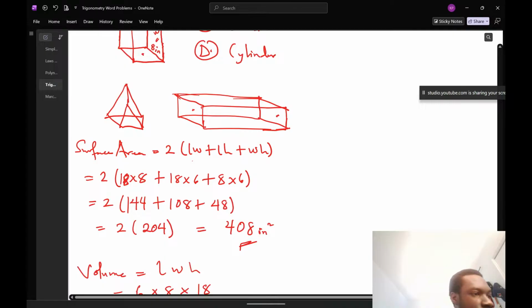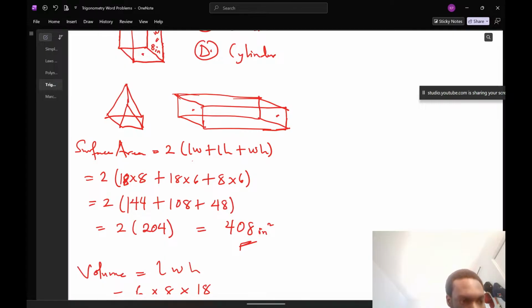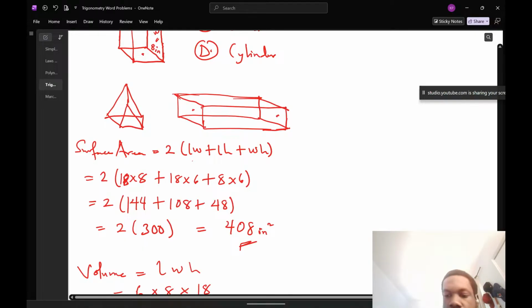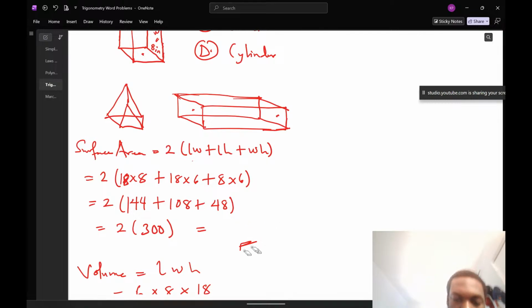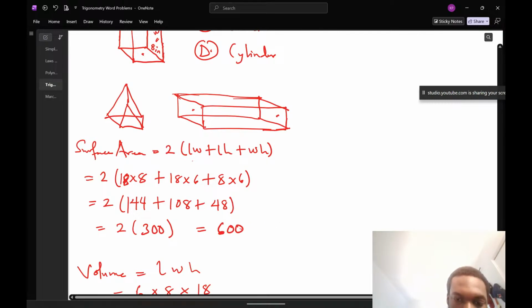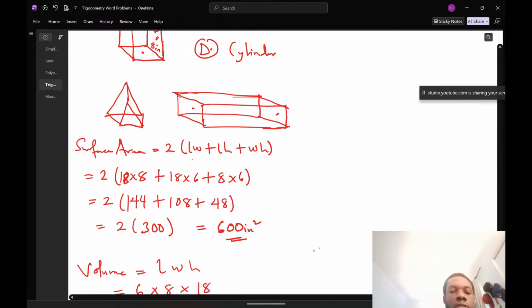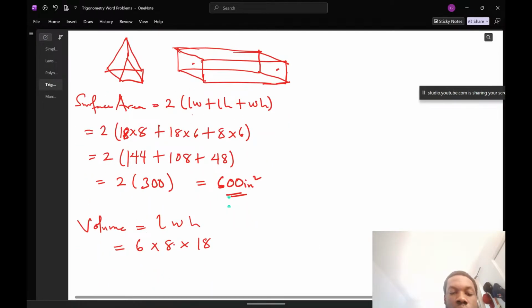Sorry. We have 144 plus 108 plus 48. That will be equal to 300. So that's 2 times 300, so that will be 600 inches squared. So that's the answer. For this one, 6 times 8 is 48, right? So we have 48 times 18, which will give us 864 inches cubed. So that's the volume for this rectangular prism.